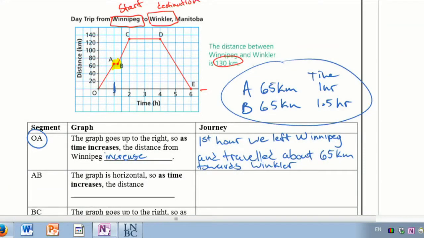Well, the line is completely horizontal. So maybe they took a break. Maybe they stopped for gas. Alex suggested they stop for lunch. 30 minutes is a pretty long gas break, but the distance is staying the same. So the distance isn't changing.